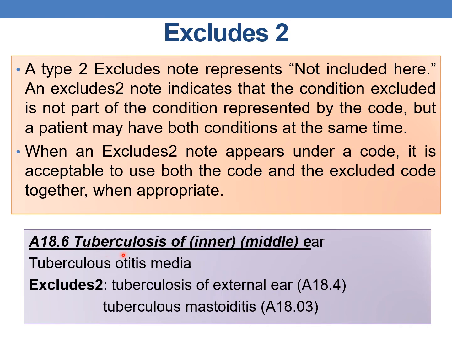A18.6, which is a code for tuberculosis of inner and middle ear. Under this, you can find Excludes 2, which includes tuberculosis of external ear and tuberculous mastoiditis. Here, whenever the patient has tuberculosis of inner ear and tuberculosis of external ear, you can code both A18.6 and A18.4 together because they are excluded with Excludes 2 terms, so they can be coded together.